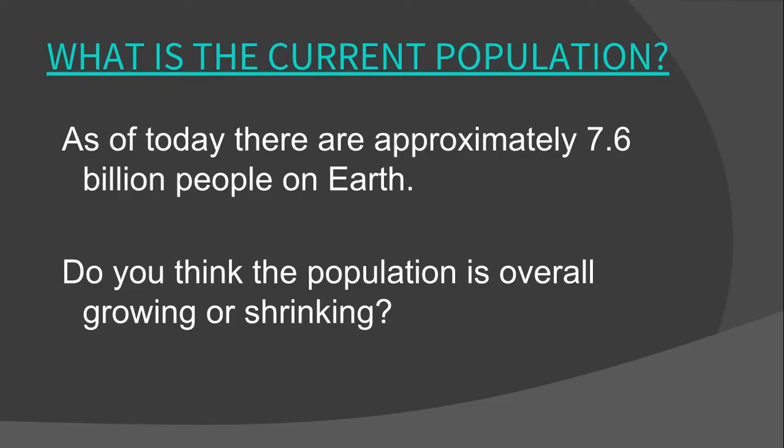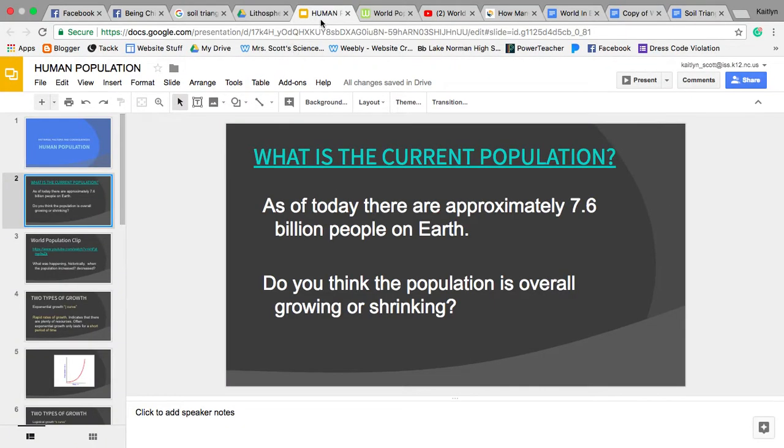So let's start with what is the current population of the whole world all put together, all of us. As of right now, there's about 7.6 billion people on Earth. When I wrote this PowerPoint a year or two ago, that number was only 7.4 billion. So, overall, is the population growing or shrinking? Growing or shrinking. And you can tell what it is.